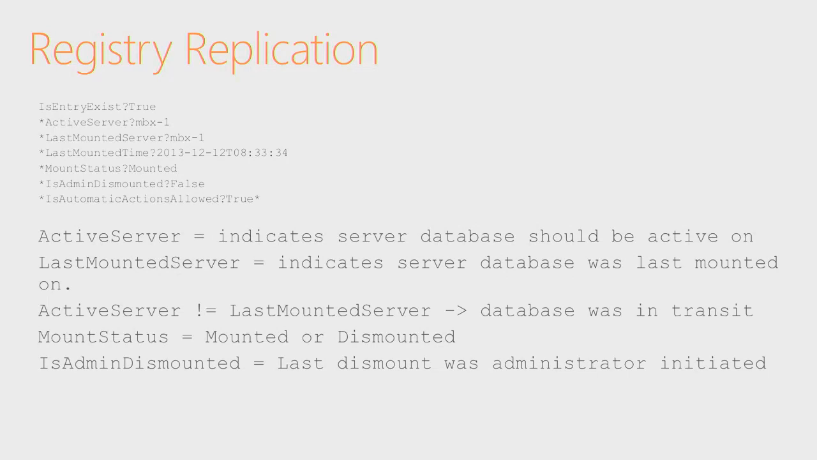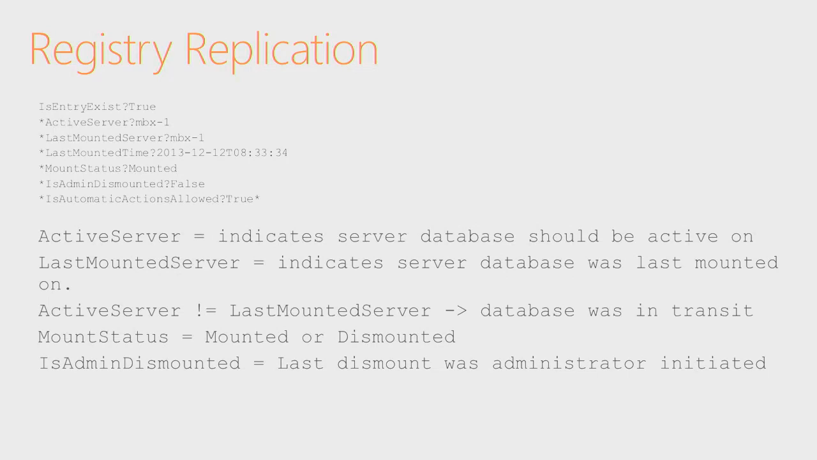One of the first things the PAM does is it says, all right, you've told me I want to move a database from node 1 to node 2. So I'm going to change active on server to node 2, and I'm going to leave last mounted on server as node 1 until the move operation is completed. When the move operation is actually completed, then active on server and last mounted on server equal one another, right? So this is a way we can track whether a database was in a state change between nodes.